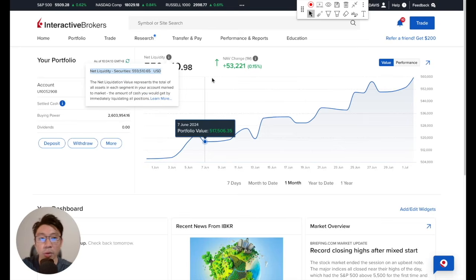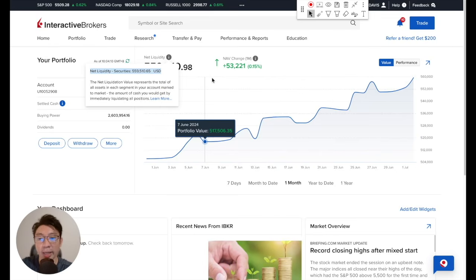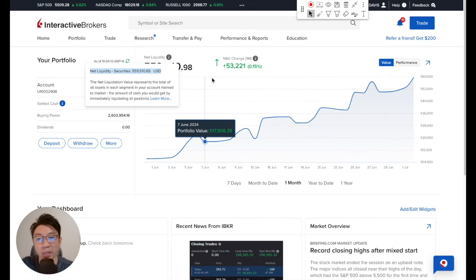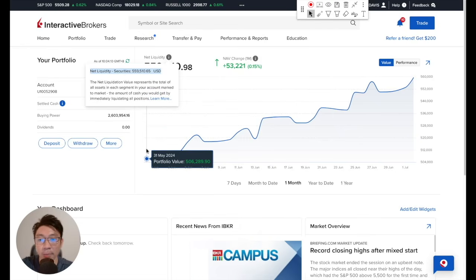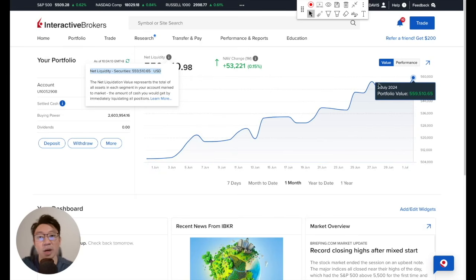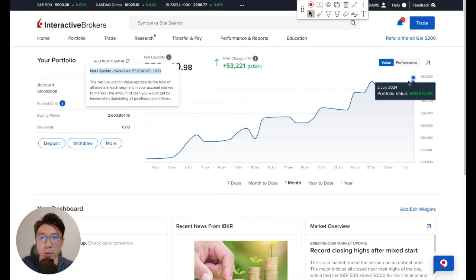So this portfolio gains in 2 ways, right? You have the income from consistently selling the cash-secured put as well as the covered call, and as well as the capital gains from the stock, right? So as you can see, the start of the portfolio, or rather the month, is about $506,000, and towards the end, about now, it's at $559,000. So far this portfolio is doing decently well.